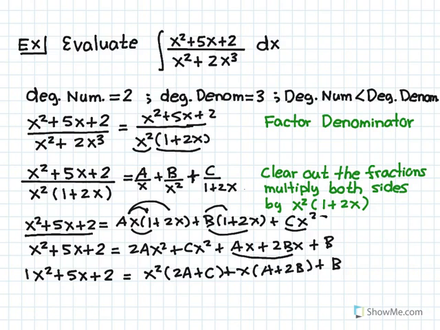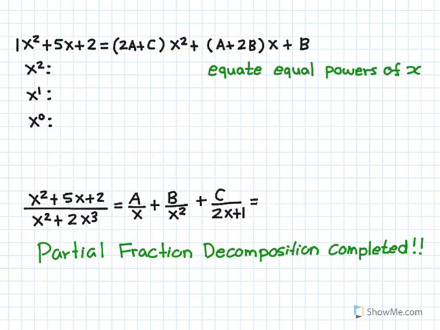The coefficient of x squared on the left-hand side is 1. We're going to equate that to the coefficient of x squared on the right-hand side, which is 2a plus c. And similarly, the coefficient of x on the left-hand side is 5, and the coefficient of x on the right-hand side is a plus 2b. And the constant coefficient on the left-hand side is 2, and the constant coefficient on the right-hand side is b.